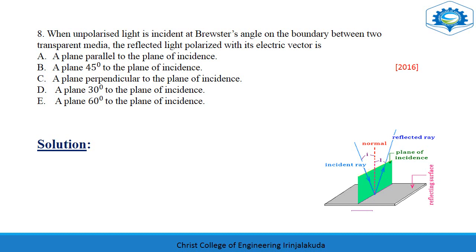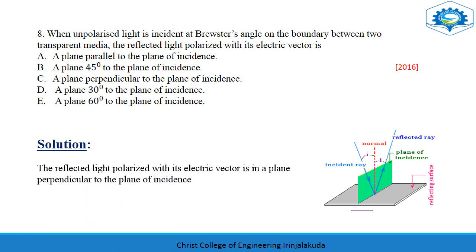Next question. When unpolarized light is incident at Brewster's angle on the boundary between two transparent media, the reflected light is polarized with its electric vector. So, also a simple question. The reflected light is polarized with its electric vector in a plane perpendicular to the plane of incidence. You can see in the figure the plane of incidence and the plane of the reflected ray. The answer is C. It is in a plane perpendicular to the plane of incidence.